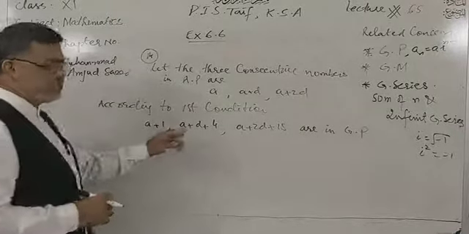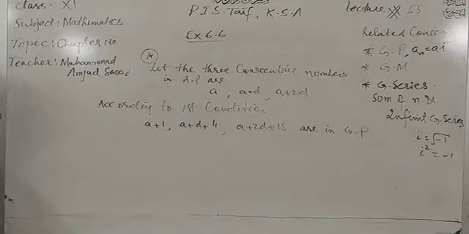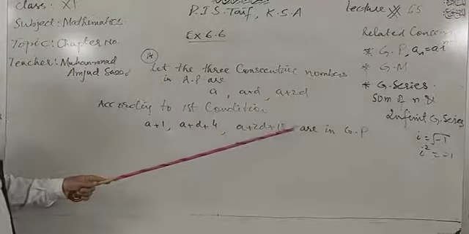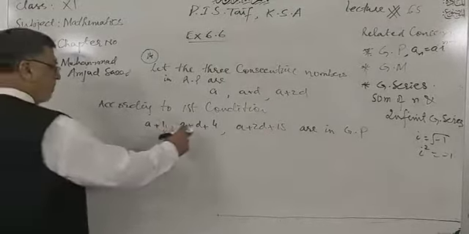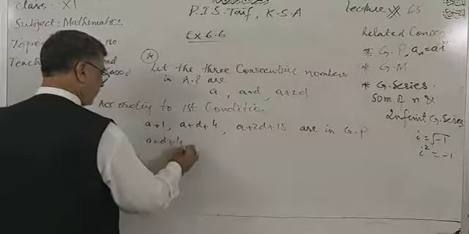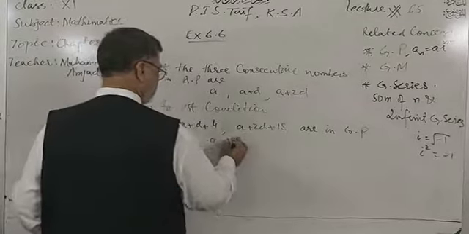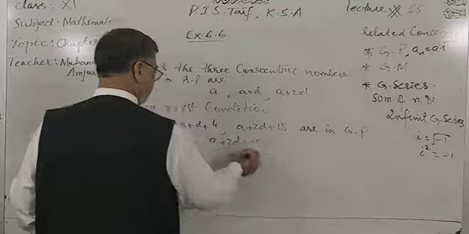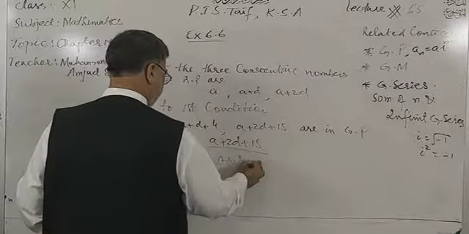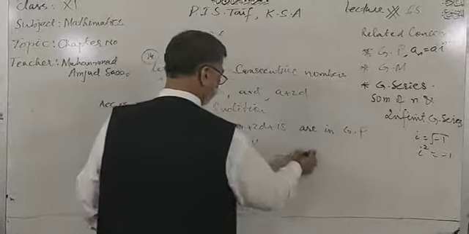So if they are in GP, what is the rule? According to the definition of geometric progression, second over first, the common ratio, is the same. A plus D plus 4 over A plus 1 is equal to A plus 2D plus 15 over A plus D plus 4. That can be taken as equation number 1.